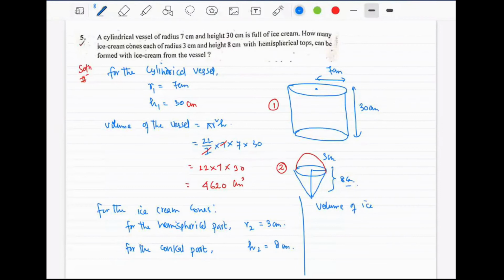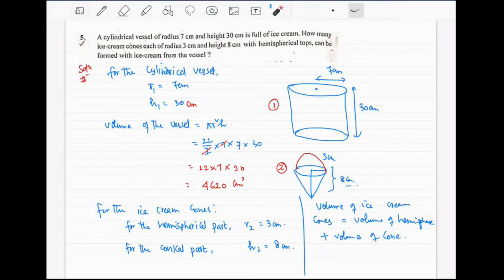Volume of ice cream cones. You have to add the volume of the hemisphere and the volume of the cone. What's the formula for the volume of a hemisphere? Let's write it here. Volume of hemisphere is 2 by 3 pi r cube. Volume of cone is 1 by 3 pi r square h. Okay, copy up to here.